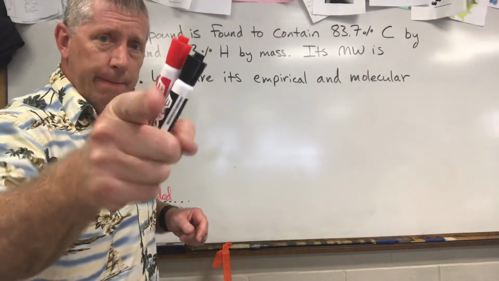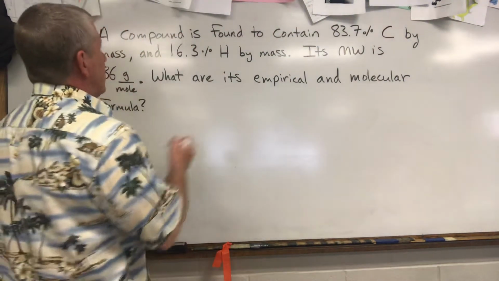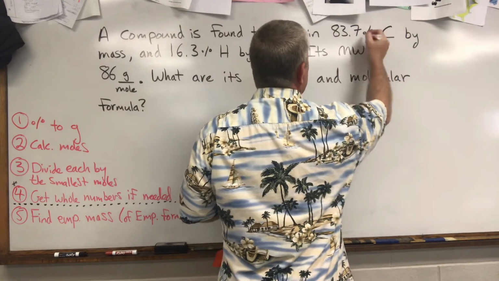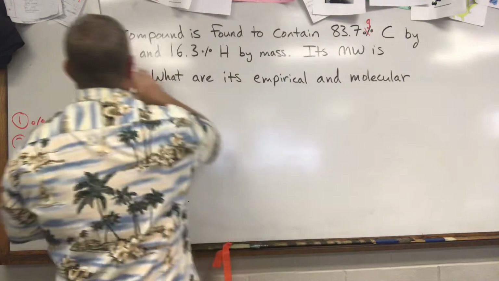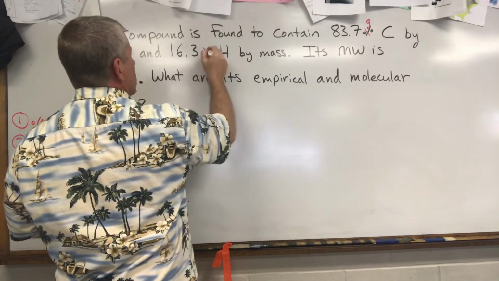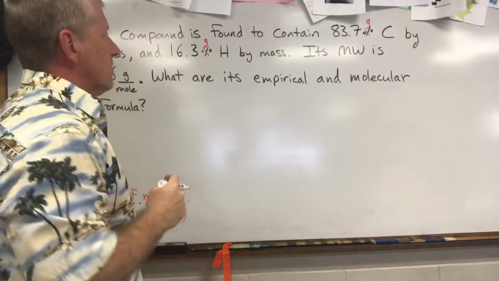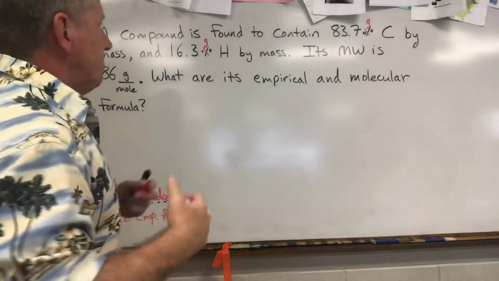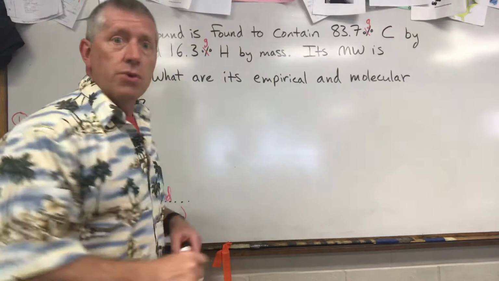Percents, make them grams. So a compound is found to contain 83.7% carbon, so we'll make that grams, and 16.3% hydrogen, make that grams, by mass. Its molecular weight is 86 grams per mole. What are its empirical and molecular formulas? And let's go. Get her done.